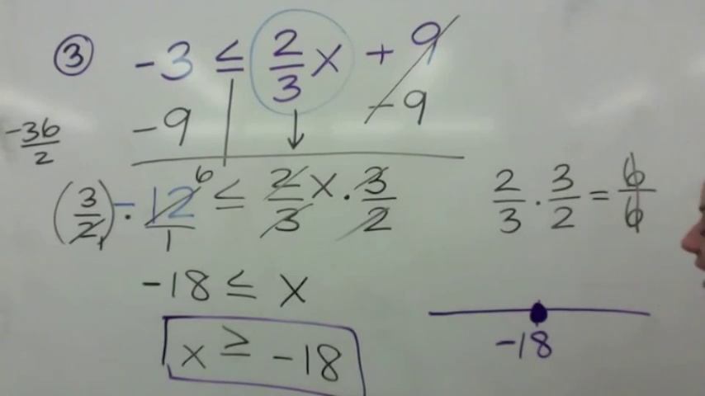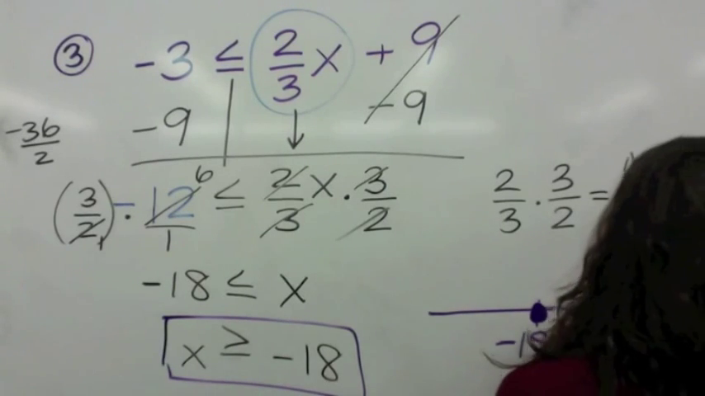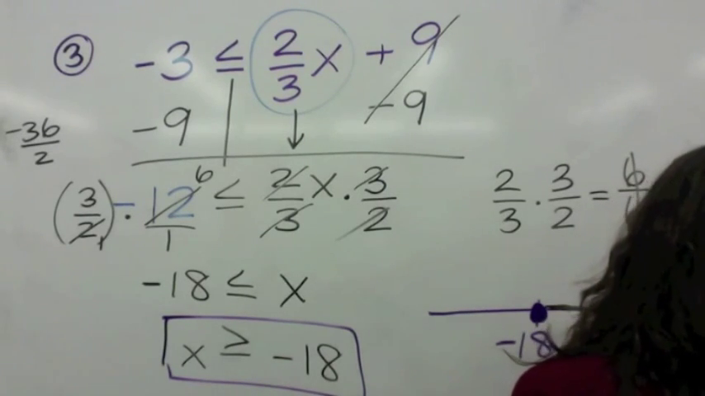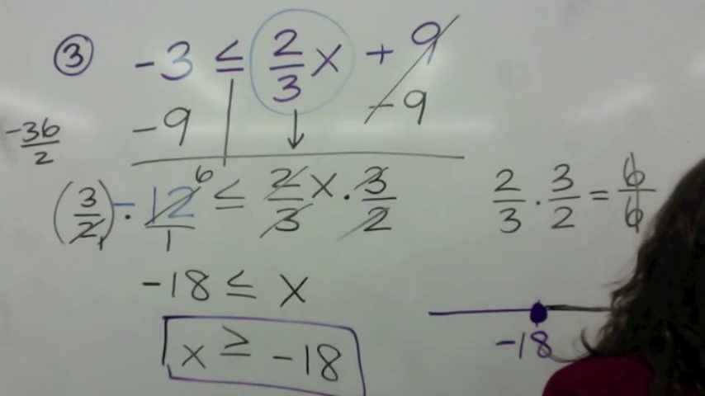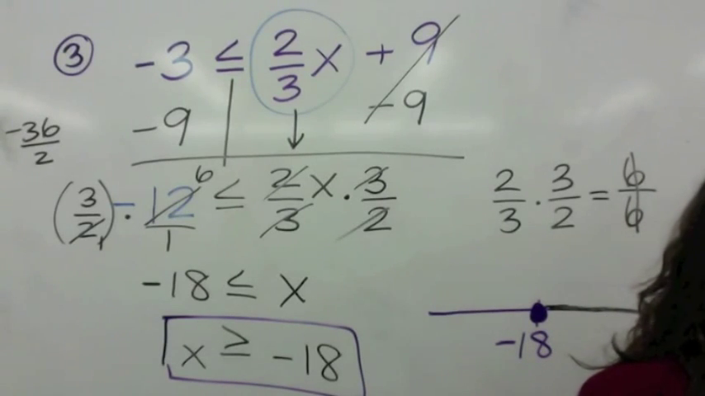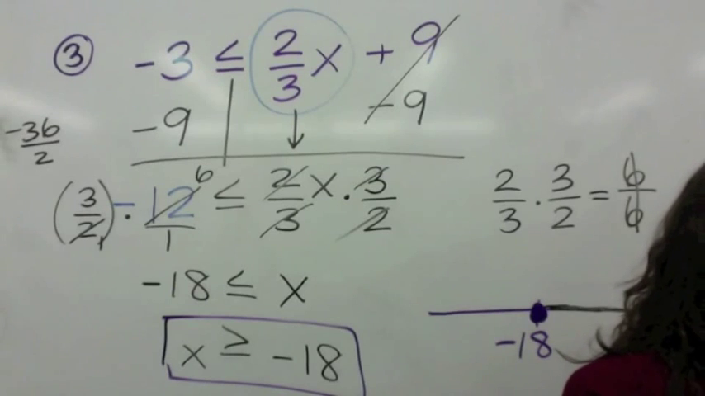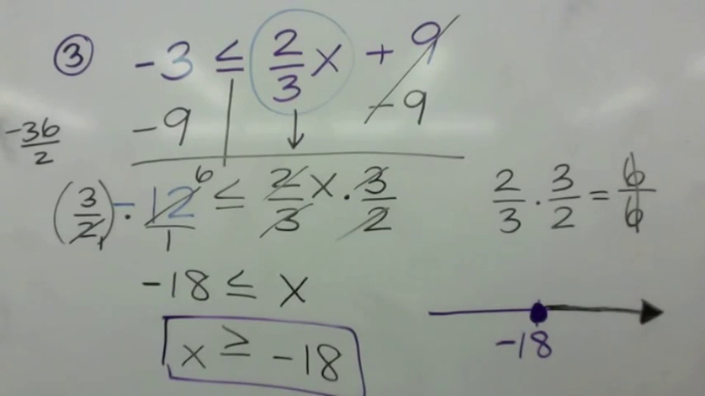That's correct. And in what direction do I shade? To the left or to the right? To the right. Because it's all values that are greater than negative 18, like negative 17, negative 16, and so on, all the way to positive infinity. Go ahead and get that down.